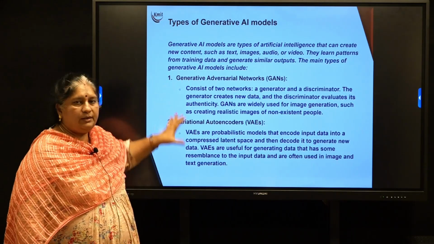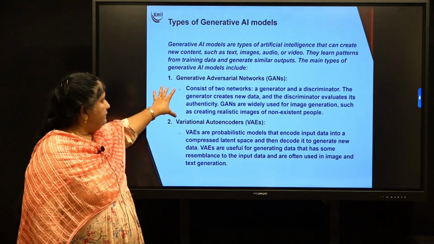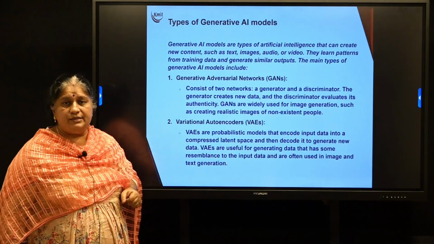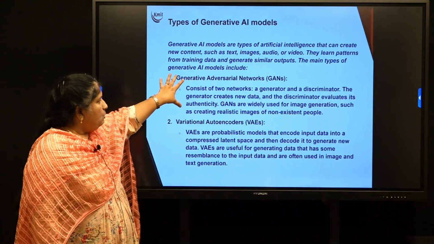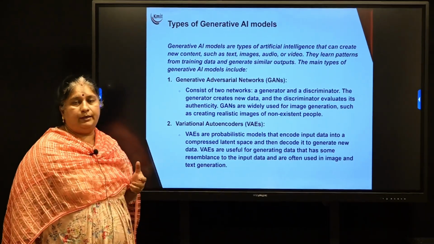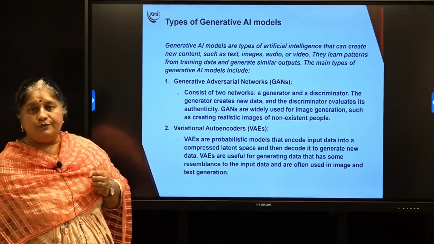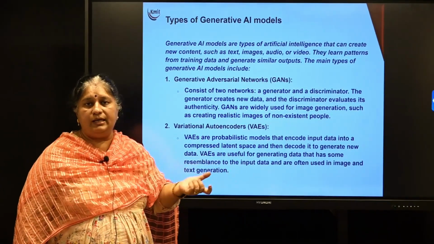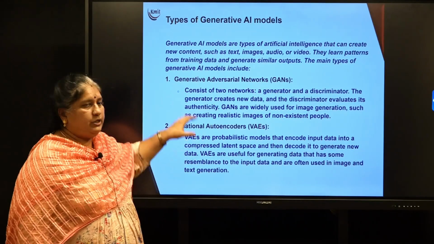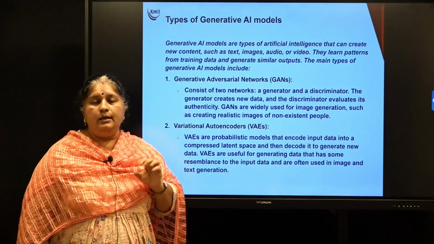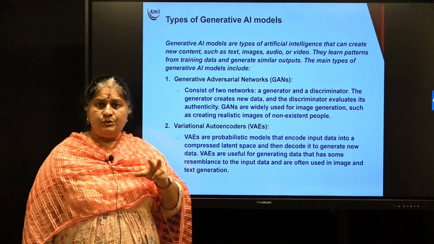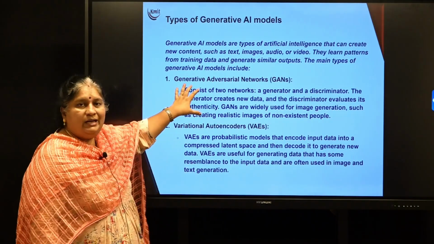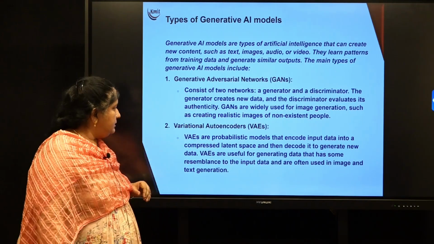What are the major types of generative AI models? See the first one, GAN, Generative Adversarial Network. What type of GANs are we talking about? This contains two types of neural networks, which are known as a discriminator and a generator. The generator creates the new data, and the discriminator tries to identify whether it is real data or fake data. We will see in detail about GANs in the next slides.